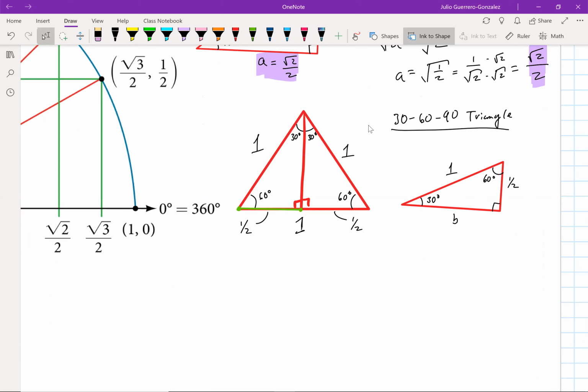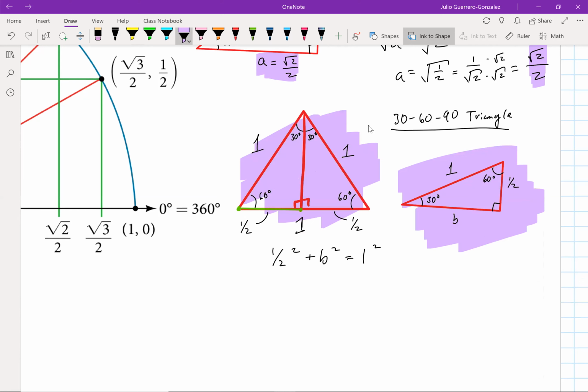So from here, in order to find that missing B side, we use the Pythagorean theorem again. So it's going to be 1/2 squared plus B squared is equal to 1 squared. And I'm looking at this triangle over here, not this one. We've used this one up. We've used all the goodies from it already. So we're just looking at this one in purple, okay?